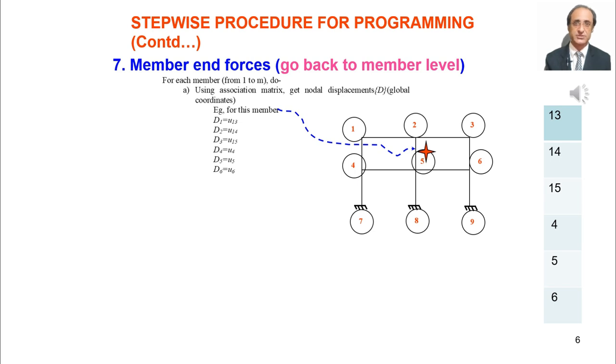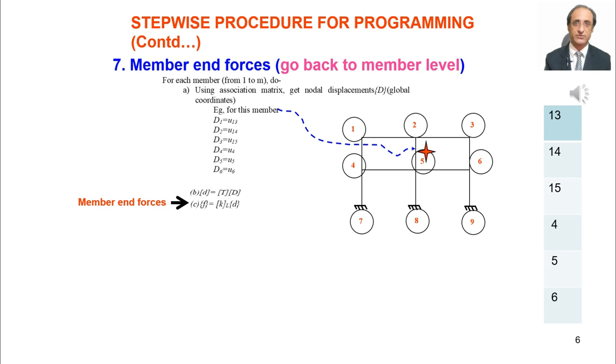So these displacements D1, D2, D3 till D6 are uppercase. That means they are with respect to the global coordinate system. So first of all, we convert these into the local coordinate system by pre-multiplying with the transformation matrix T. Once we have the displacements in the local coordinate system, we can make use of the stiffness matrix of the member in local coordinates to get the member end forces.